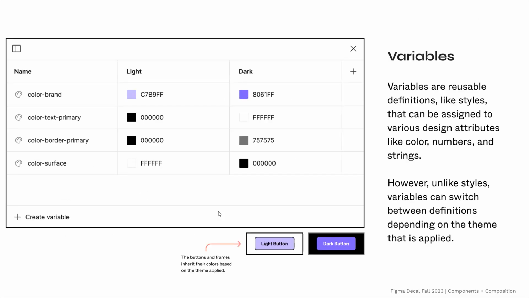All right, so variables, which were just released and are still in beta mode. Variables are reusable definitions like styles, but they can be assigned various design attributes like color, numbers, and strings. However, unlike styles, variables can switch between definitions depending on the theme that is applied.